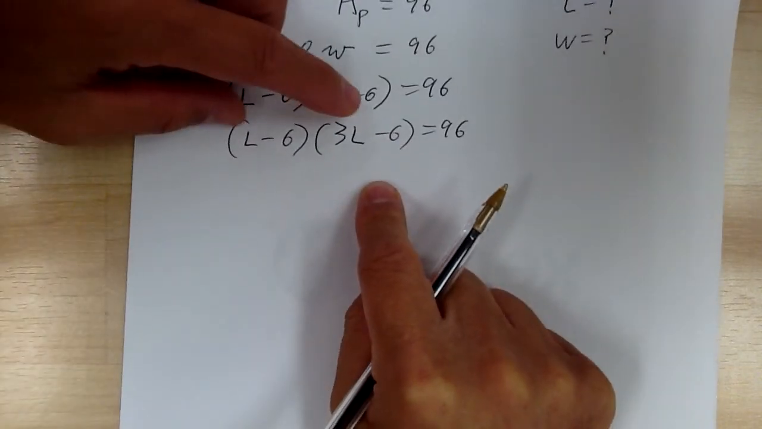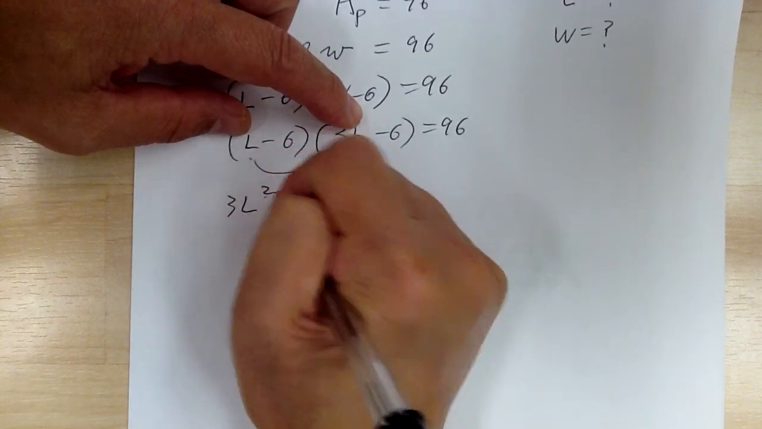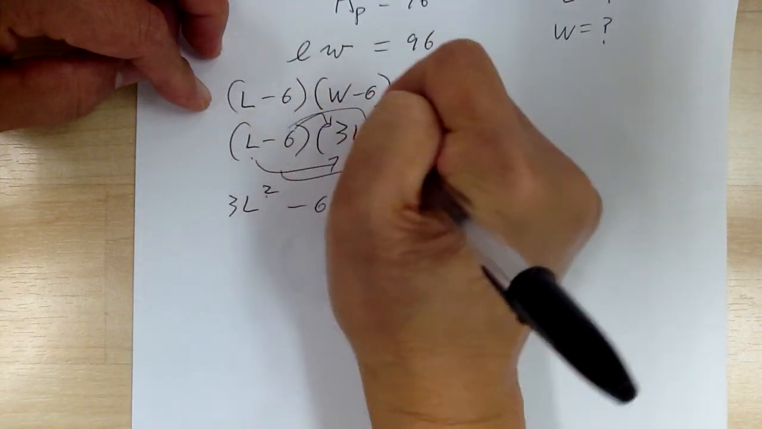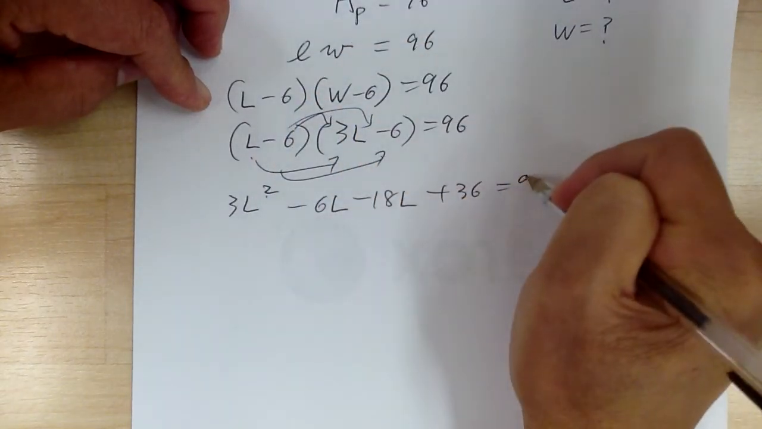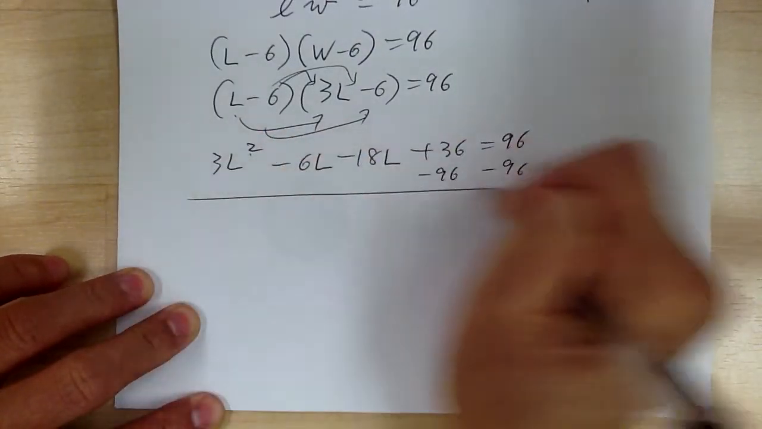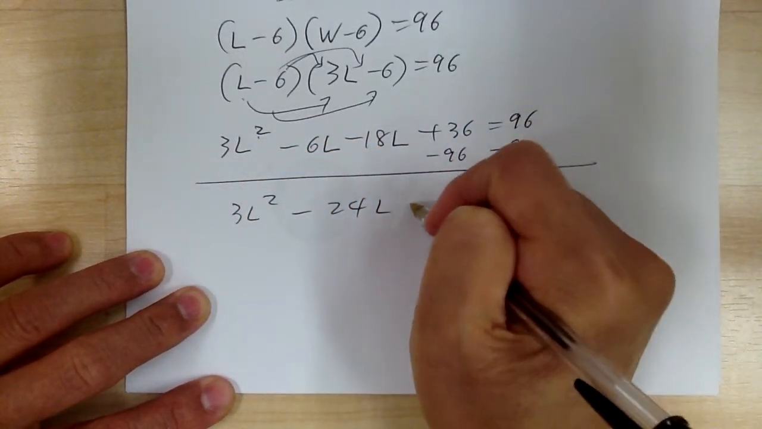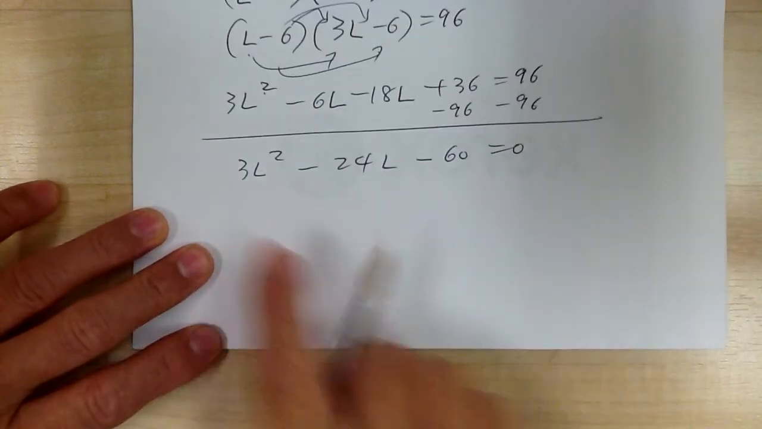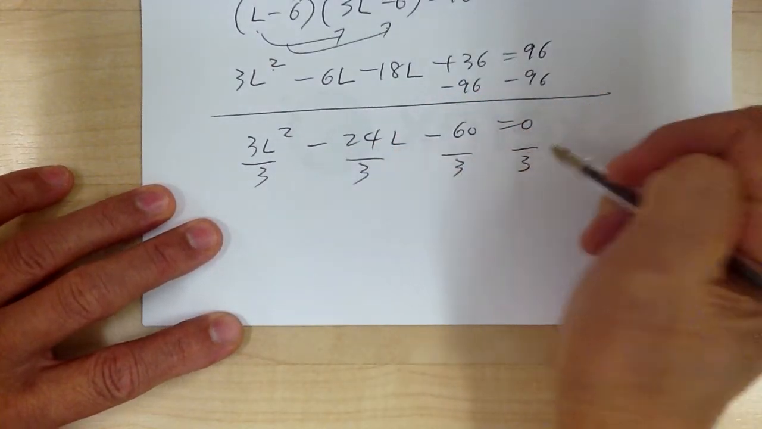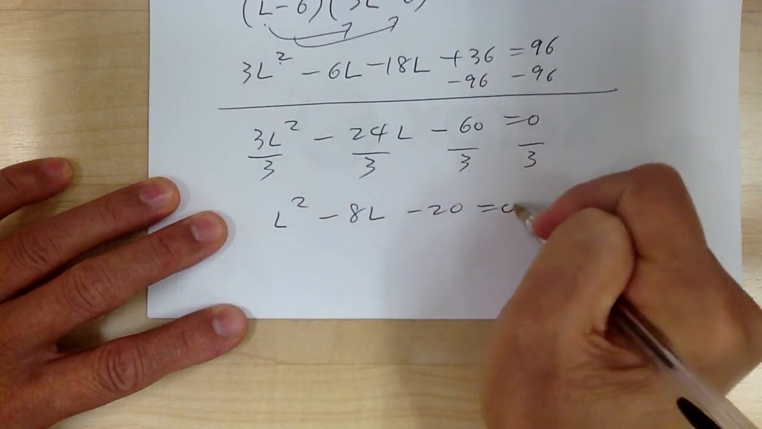So let's go and multiply everything out. Use your FOIL method. So it'd be 3L squared minus 6L minus 18L plus 36 equal to 96. Let's make it equal to 0, so minus 96 on both sides. So you've got 3L squared minus 24L minus 60 equal to 0. Now notice it's always a multiple of 3. I'm going to divide by 3 to lower my numbers and make it a little easier. So L squared minus 8L minus 20 equal to 0.